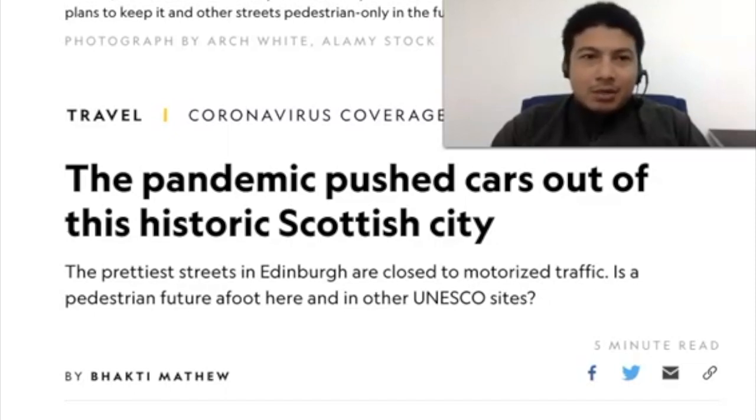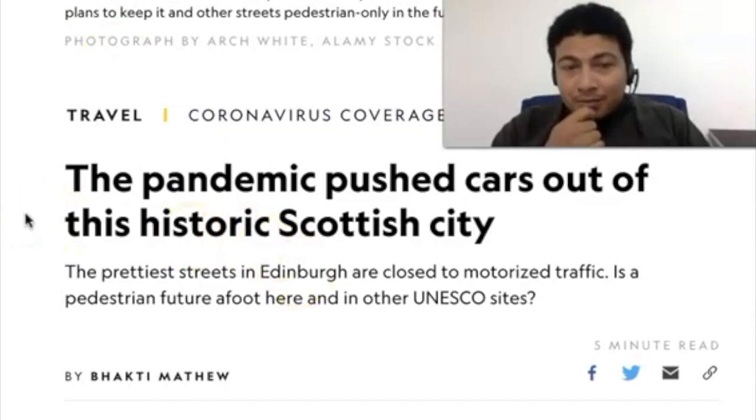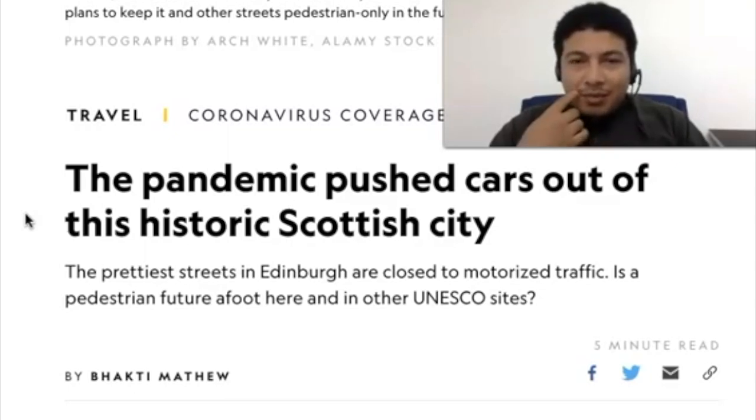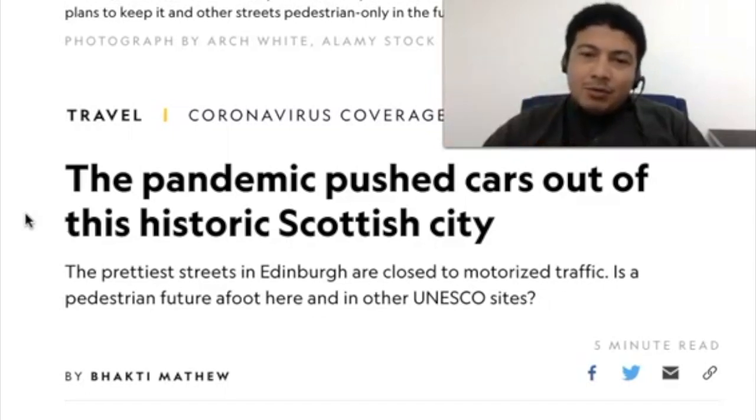So this is an article from the website nationalgeographic.com, and the title is The Pandemic Pushed Cars Out of This Historic Scottish City. So the city is Edinburgh. So that is the topic. So the topic of this article is the pandemic pushed cars out of this historic Scottish city. So by knowing the topic, we know that it is all about the pandemic and also the availability of cars and other transportation in the city.